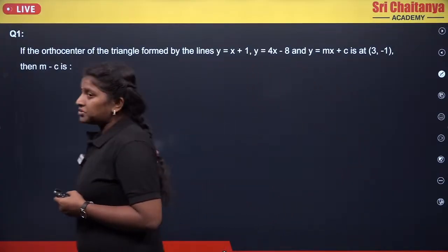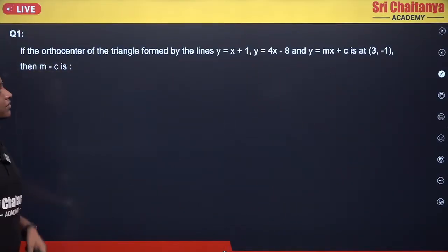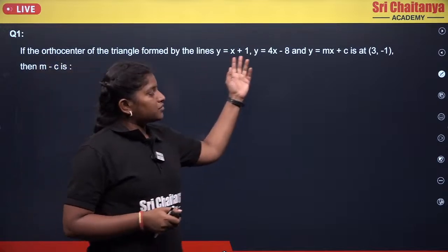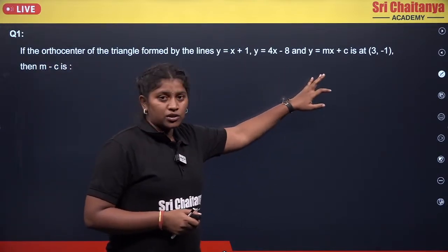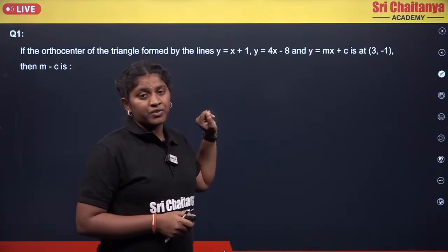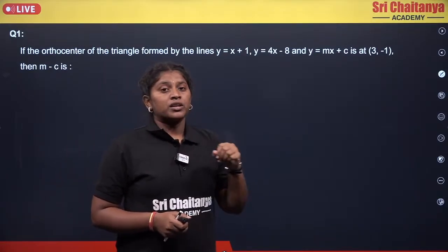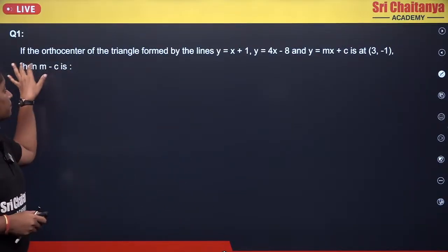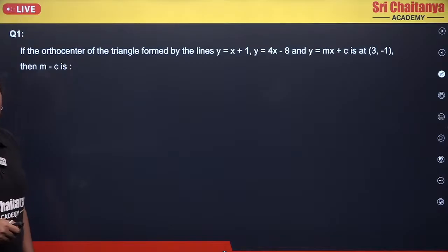Now moving to the first question. If the orthocenter of the triangle formed by the lines y equals x plus 1, y equals 4x minus 8 and y equals mx plus c is at (3, -1), then the value of m minus c is? Here they gave the three sides of the triangle and also the orthocenter, and they are asking for the value of m minus c. So how can we get the orthocenter? We get it by taking the point of intersection of the perpendiculars, right?